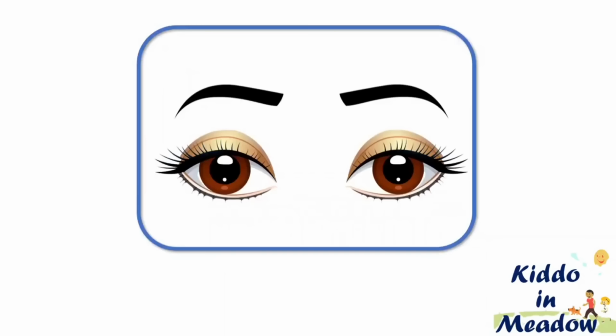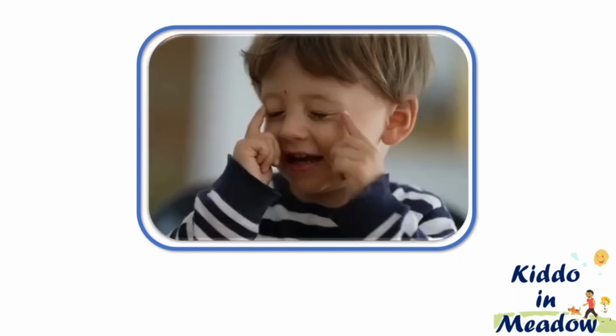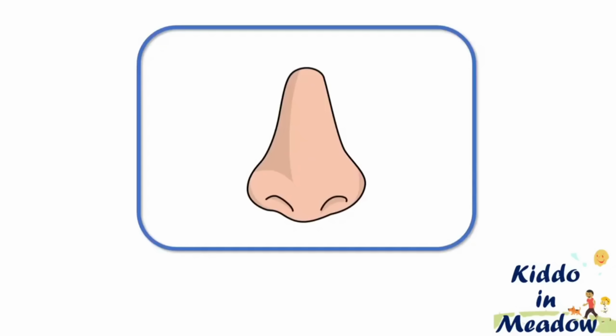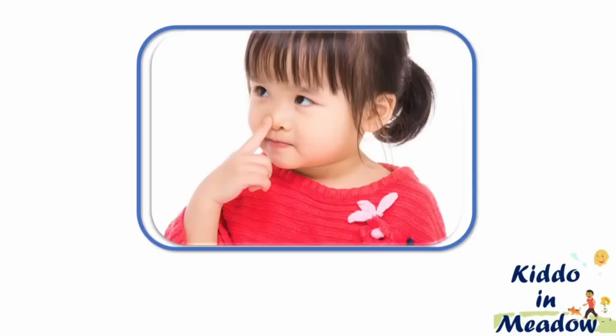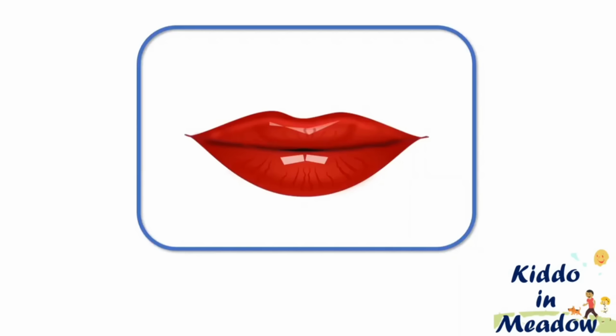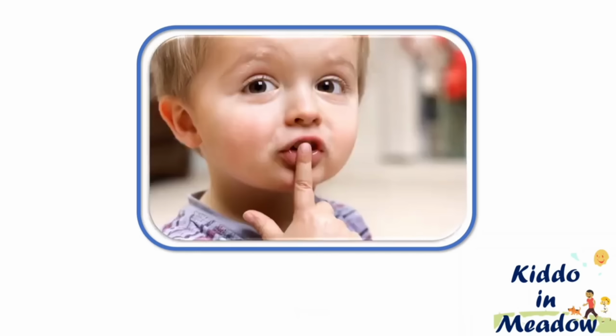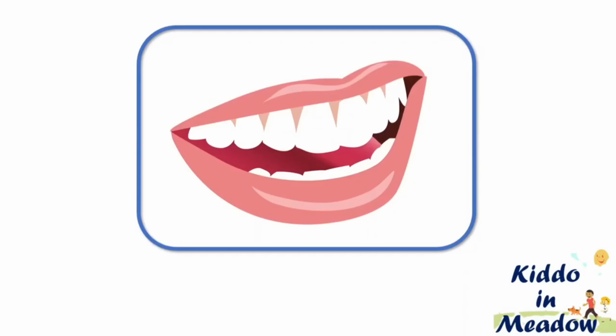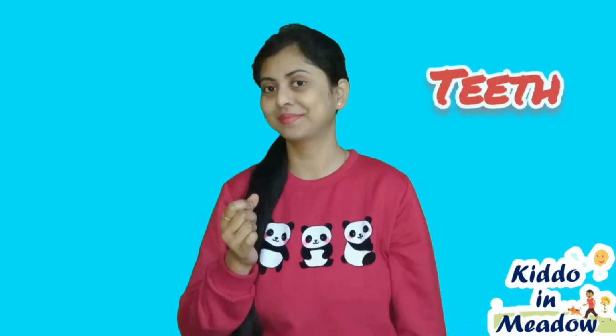These are eyes. Eyes yani aankhe. This is nose. Nose yani naak. This is lips. Lips yani hold. These are teeth. Teeth yani dant.